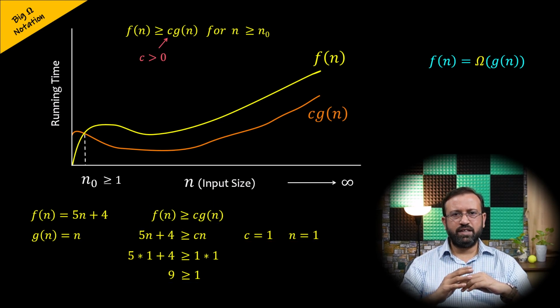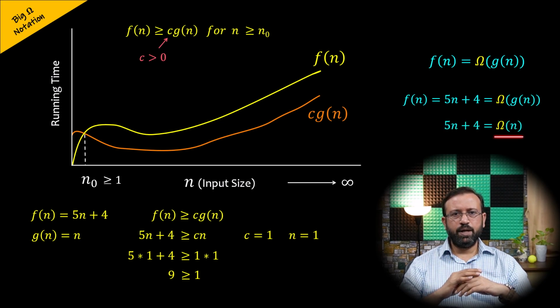So, we can say that the function f of n, that is 5n plus 4, is big omega of g of n. And since g of n is n, hence we say that f of n is big omega of n. The big omega notation allows us to say that a function f of n is greater than or equal to another function g of n up to a constant c, and in the asymptotic way as n grows towards infinity.